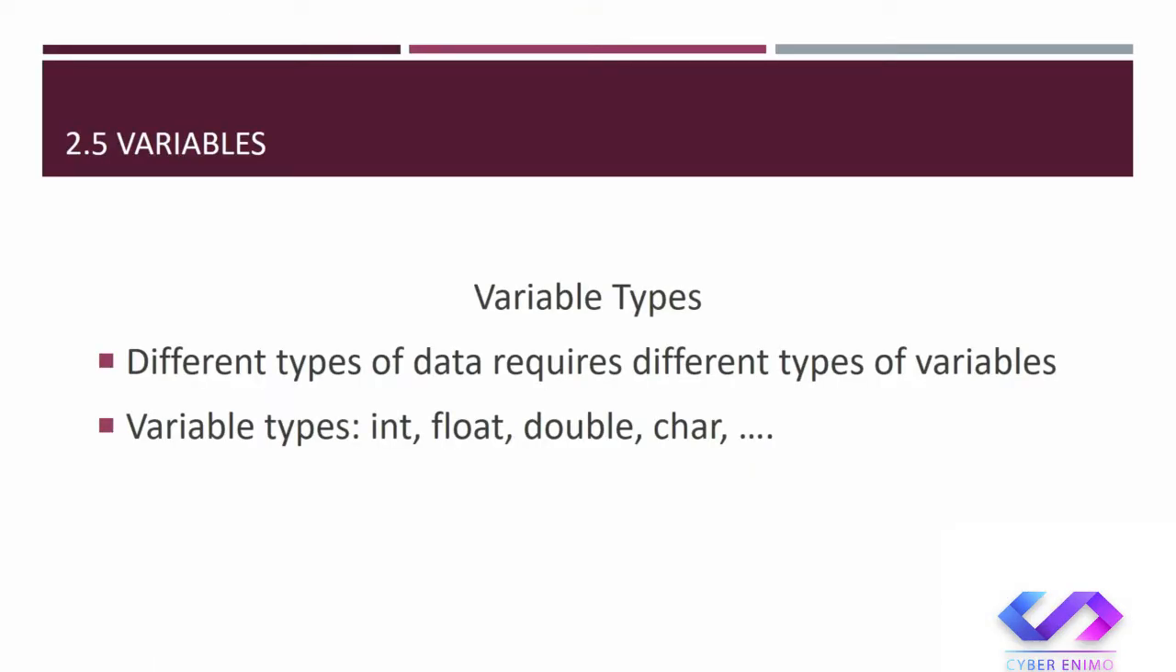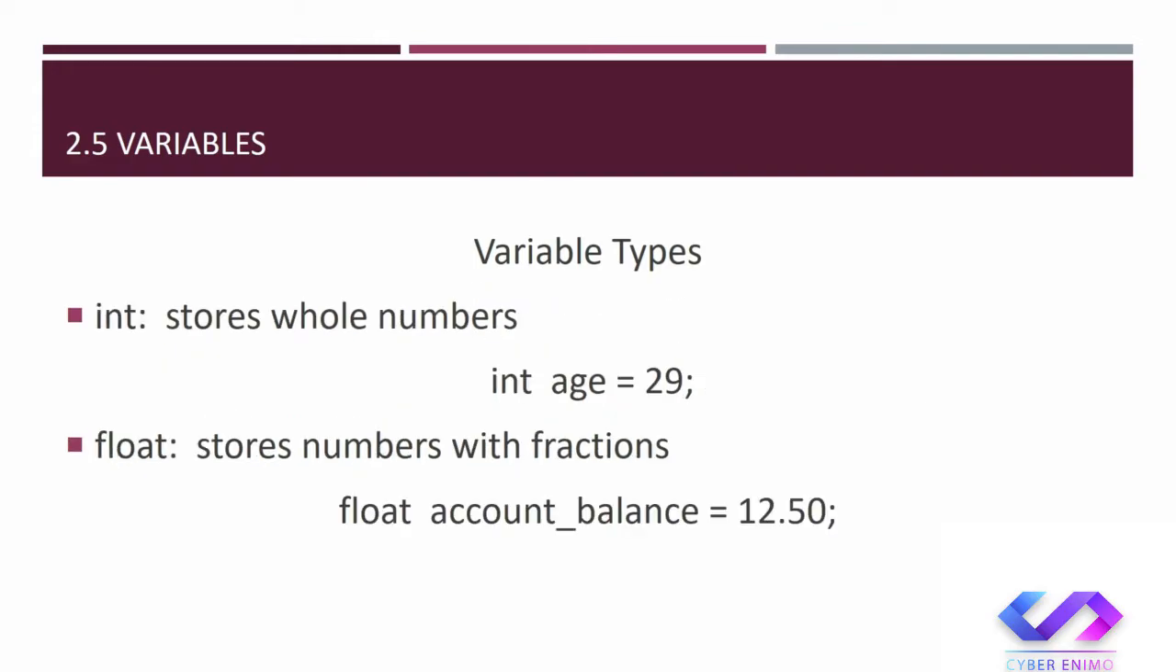Now let's talk about the different types of variables. So since we have different types of data, it only makes sense that we should have different types of variables suitable to hold the different types of data. So for example, we have int, float, double, char. So an int stores whole numbers. For example, int age equals 21.